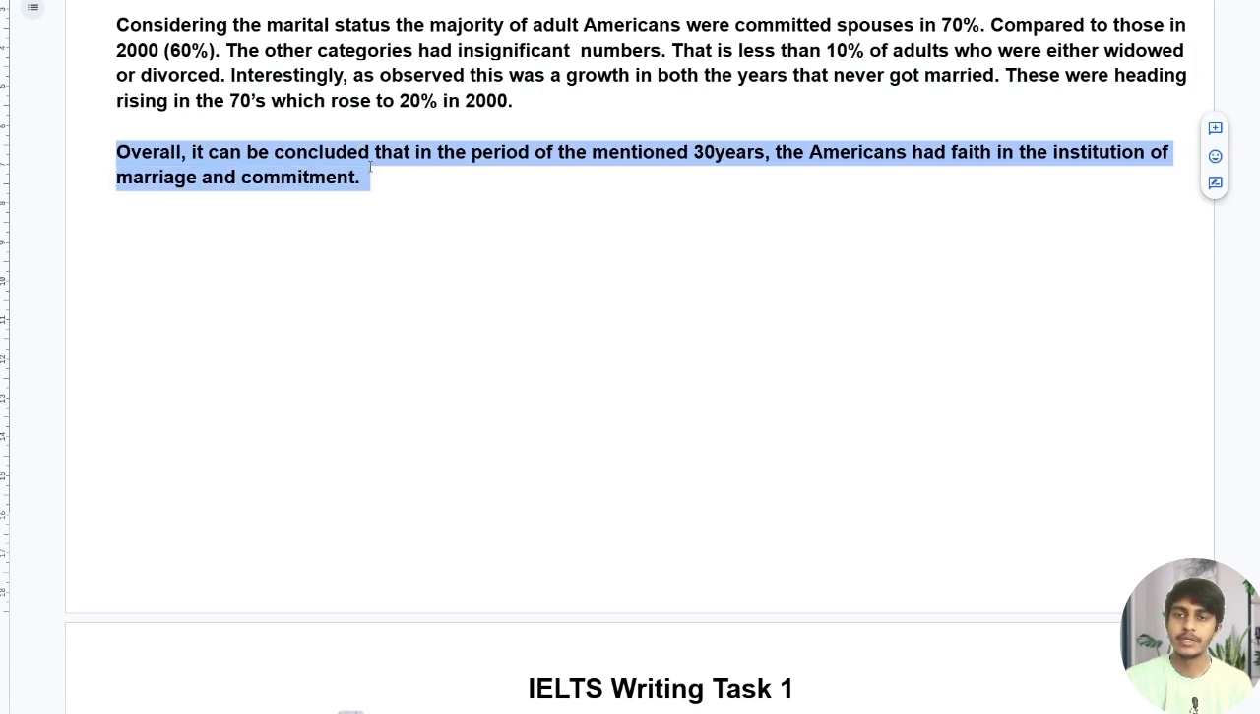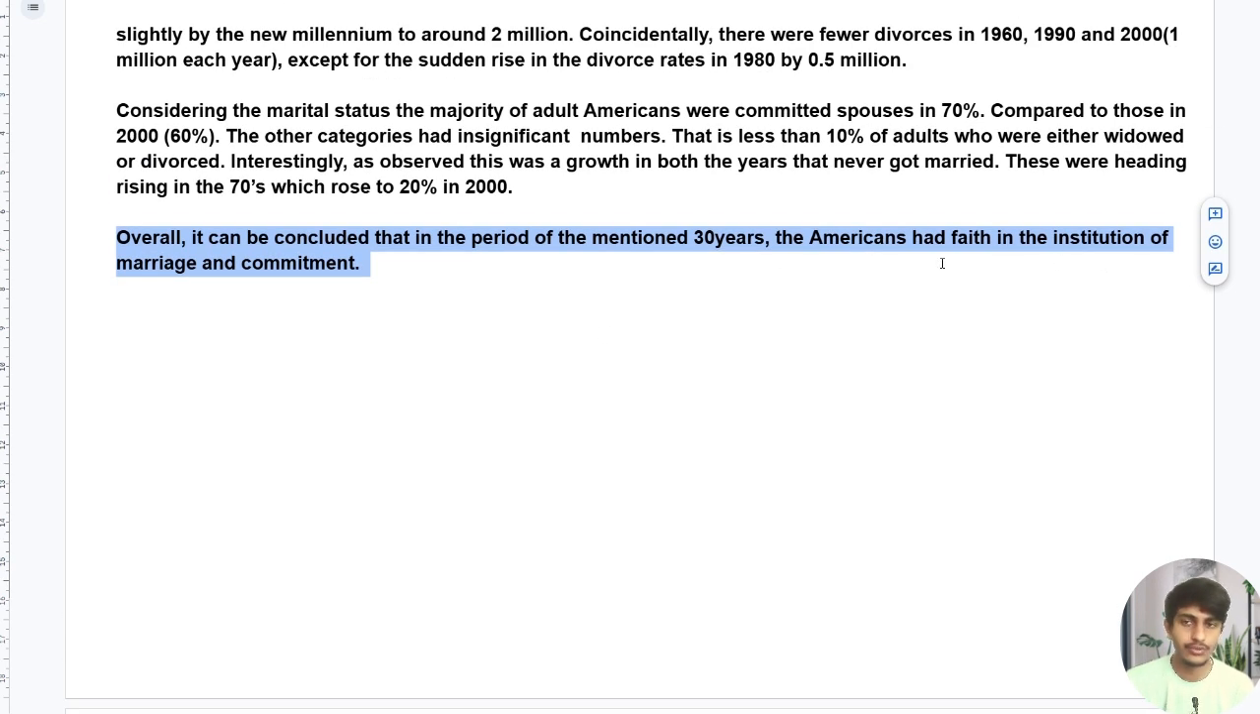Overall, it can be concluded that in the period of the mentioned 30 years, the Americans had faith in the institution of marriage and commitment.